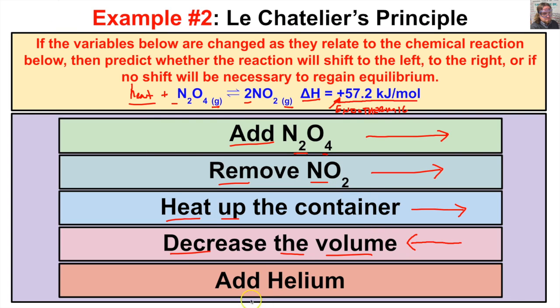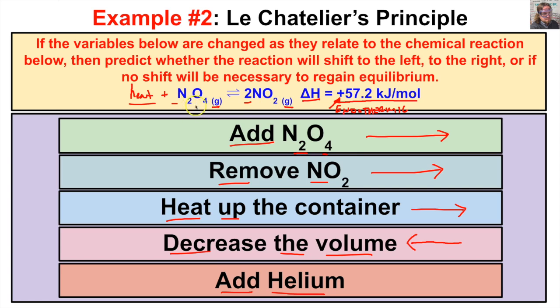Let's take a look at this last one. It says, what if we add helium? Well, we know helium is an inert gas, and so it's not going to react with any one of these reactants or products, right? It's not going to react. But you might be thinking, well, if you add more helium, then the pressure of this system increases. Yes, that might be true. However, the partial pressures of N2O4 gas and NO2 gas remain unchanged.